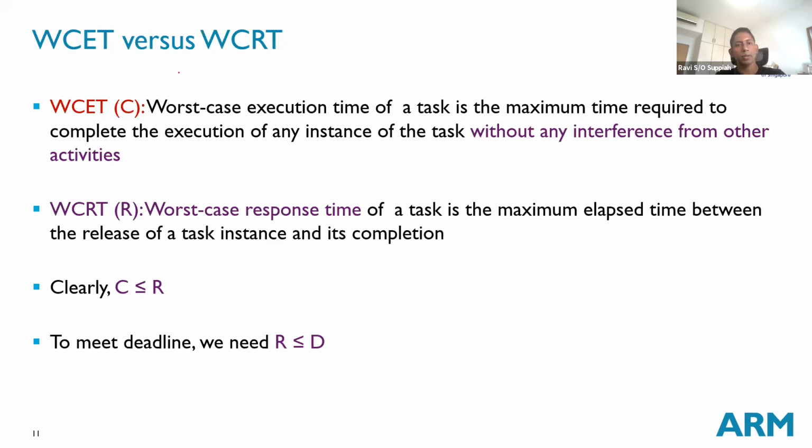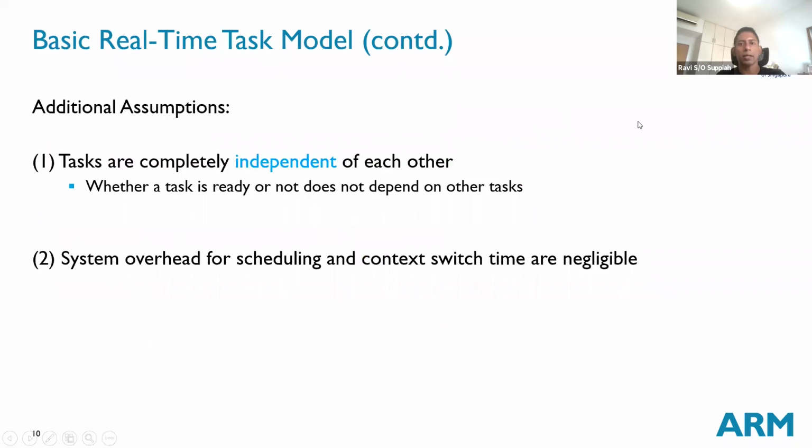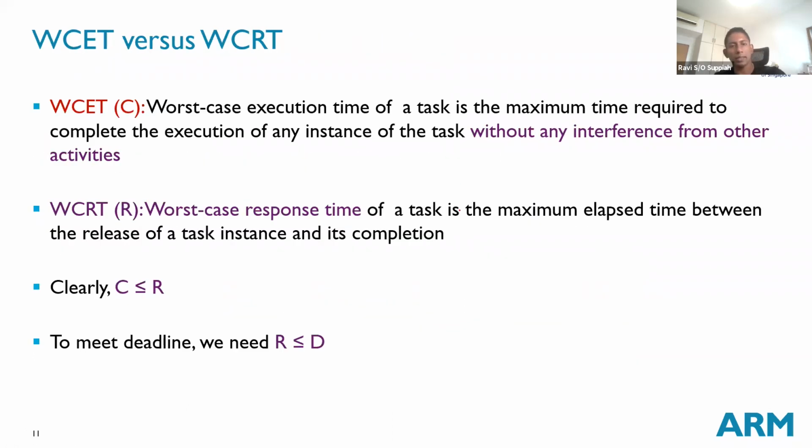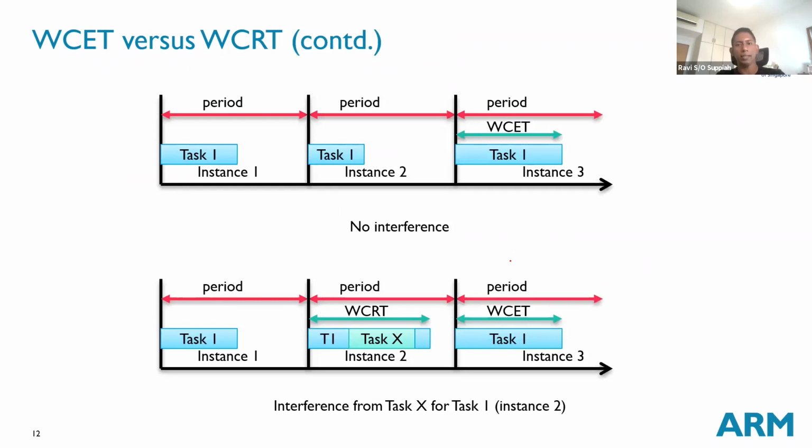Then it comes to another thing, which is the worst case response time. What is worst case response time? It is the maximum elapsed time between the release of a task instance and its completion. What is the difference between worst case response time and worst case execution time? The response time factors in the preemption or interference from other tasks. In this case, I just look at worst case execution time, so there is no preemption here.